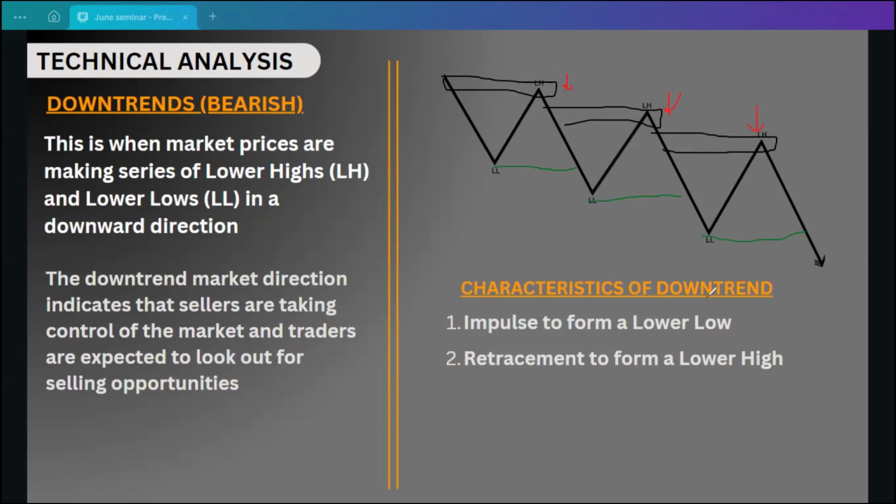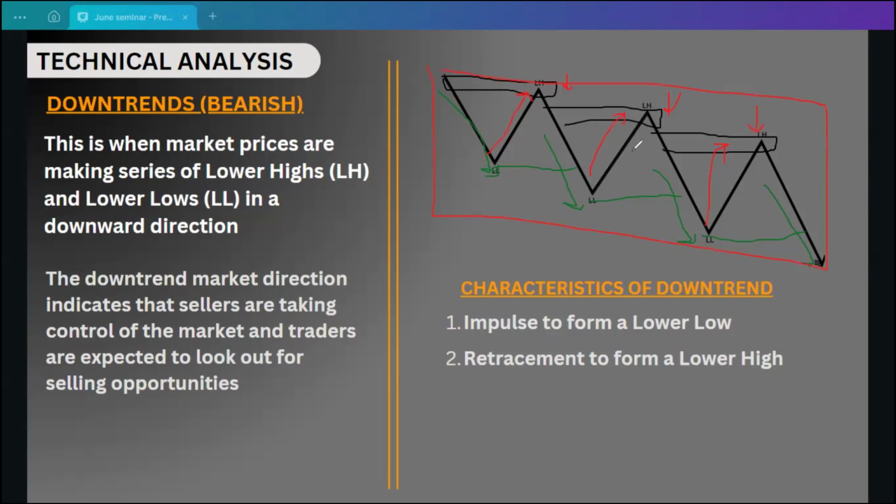What are the characteristics of a downtrending market? These are impulsive movements. An impulse to form a lower low, an impulse to form a lower low, and an impulse to form a lower low. And price now retraces to form a lower high for a selling opportunity. It retraces again for selling. Remember the sustainable and affordable area to sell from. So this is how the downtrending market works initially.